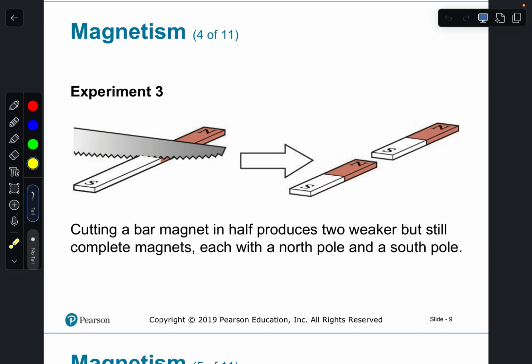Even if I could cut it a million billion times into the tiniest little piece, even down to a single electron, it actually has a north and a south pole as well. So everything that's magnetic has a north and a south pole.